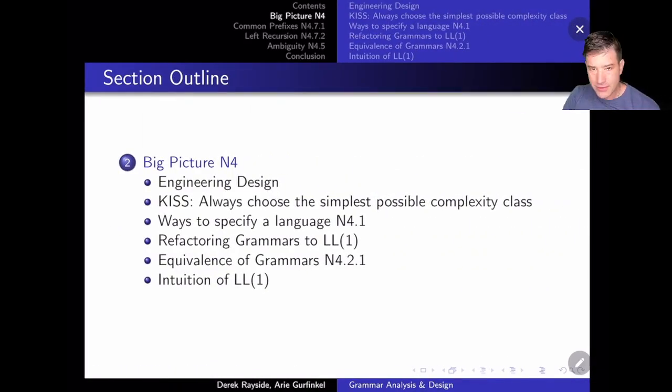Big picture of the lecture notes, chapter 4. We talk about engineering design and the KISS principle, so keep it as simple as possible. We'll look at ways to specify language, which we've already done before, so we'll just run over that quickly. And then we'll focus on refactoring grammars to LL1. And again, it's not that difficult. It's just a bunch of tricks that work in certain cases.